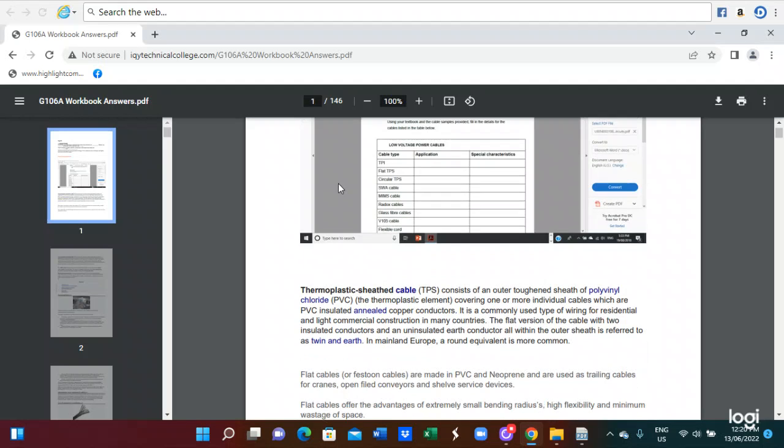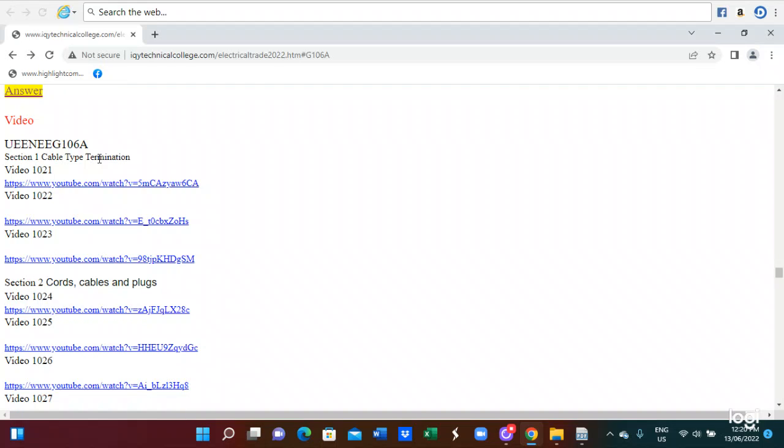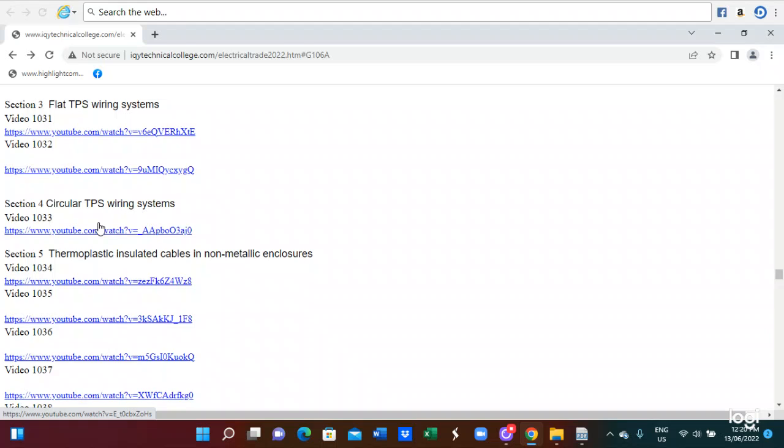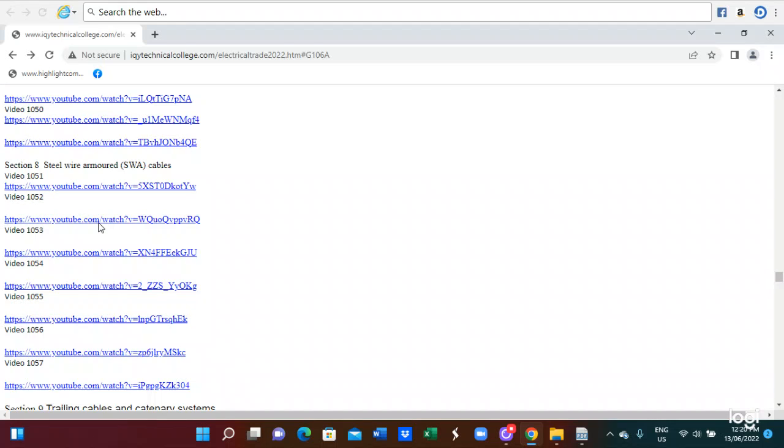This is the answer for the workbook, and also the video. All the competencies in the workbooks have videos. You can see the practical video. So you have to view those videos. So today you have to do the G1 set. The G1 set, you have to do those things.